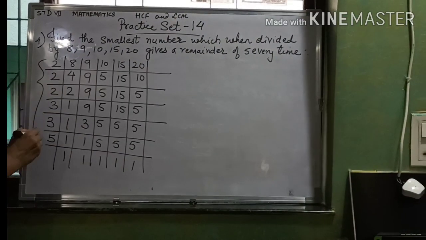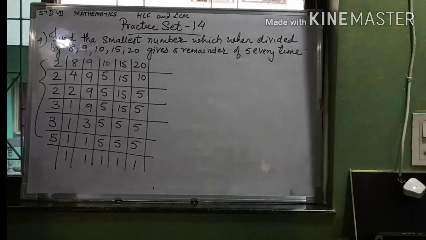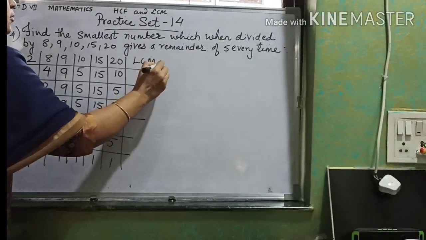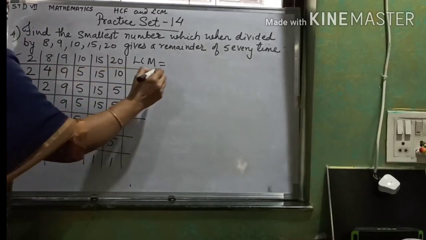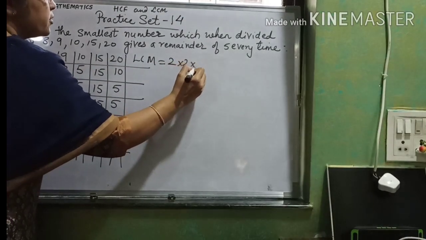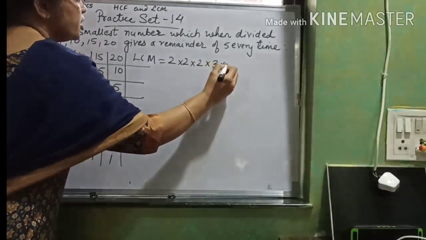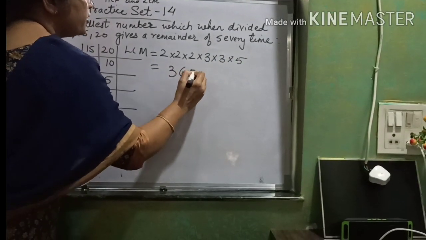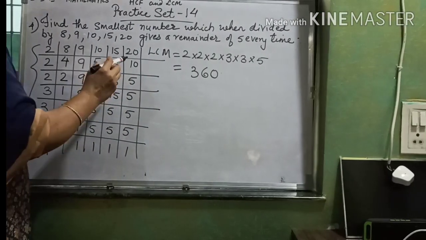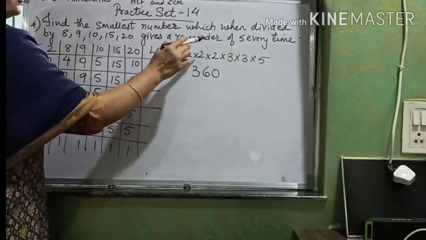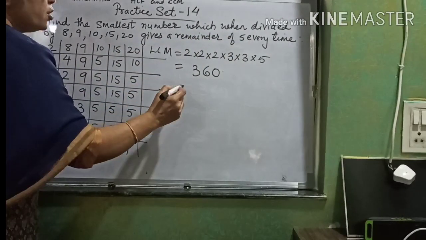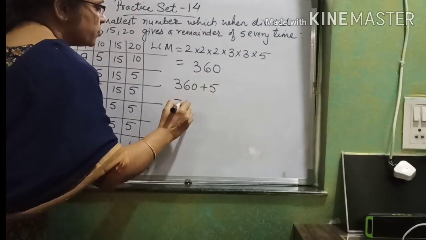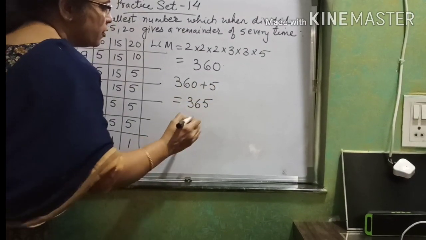Here the numbers on the left side, it gives you the LCM. Therefore LCM will be 2 is multiplied 3 times, then 3 into 3 into 5. So it comes to 360. But it should give you a remainder of 5 every time. So here 360 plus 5. So that is your required number.